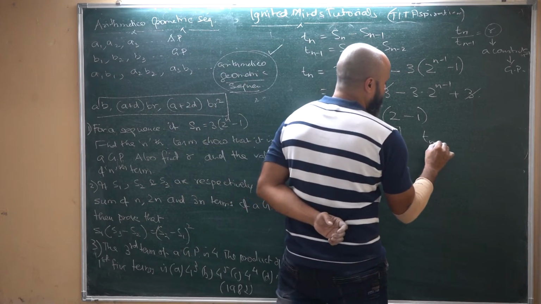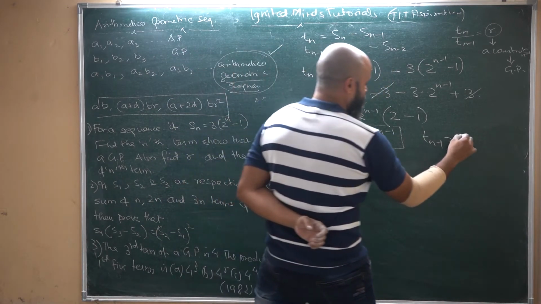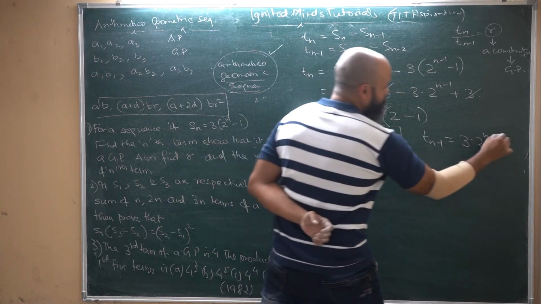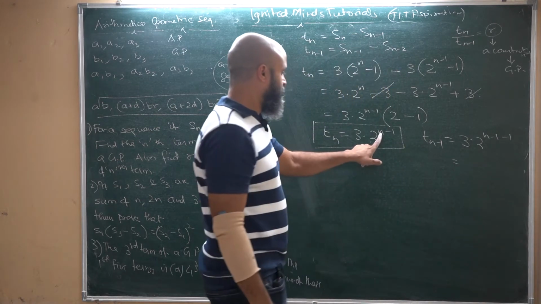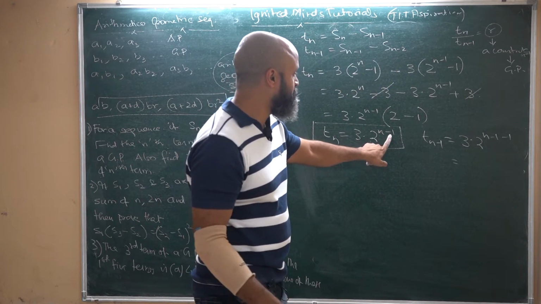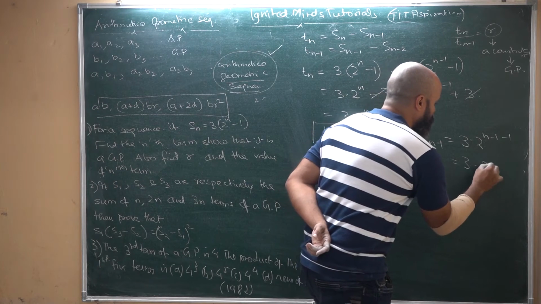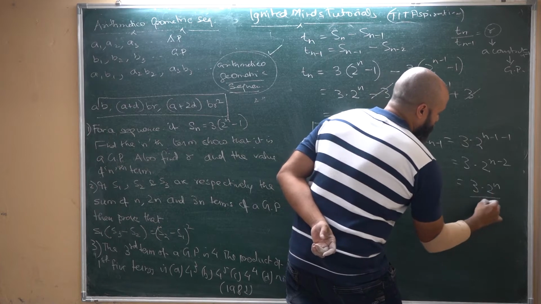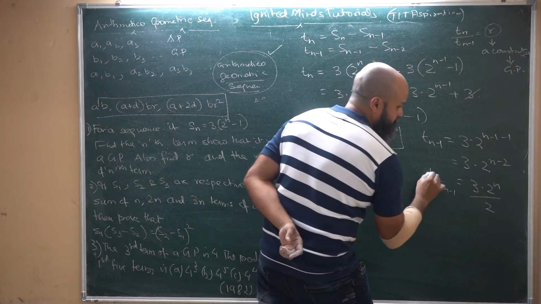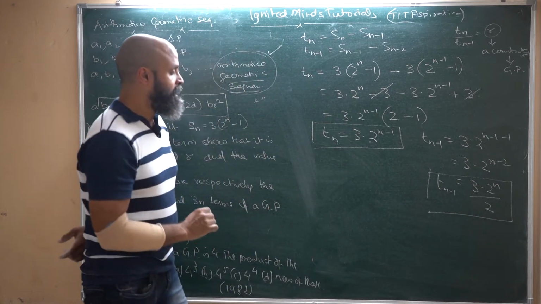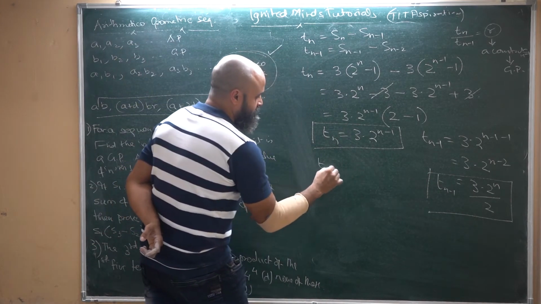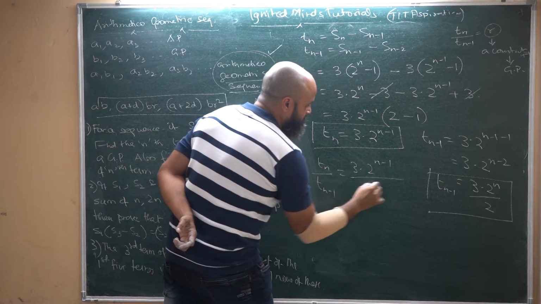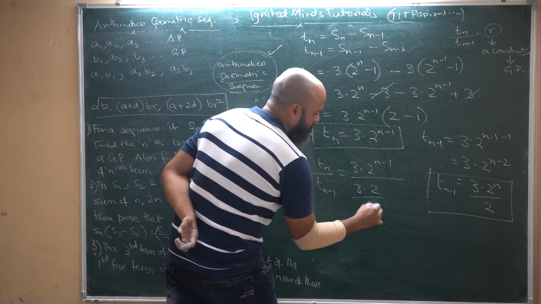So your T(n-1) term, by just looking at this, you can calculate, will be 3 into 2^(n-1-1), that will be 3 into 2^(n-2), that's going to be 3 into 2^n upon 2^2. So your T(n-1) is 3 into 2^(n-2). Now let's divide this. So this will be Tn by T(n-1), that's going to be 3 into 2^(n-1) upon 3 into 2^(n-2).